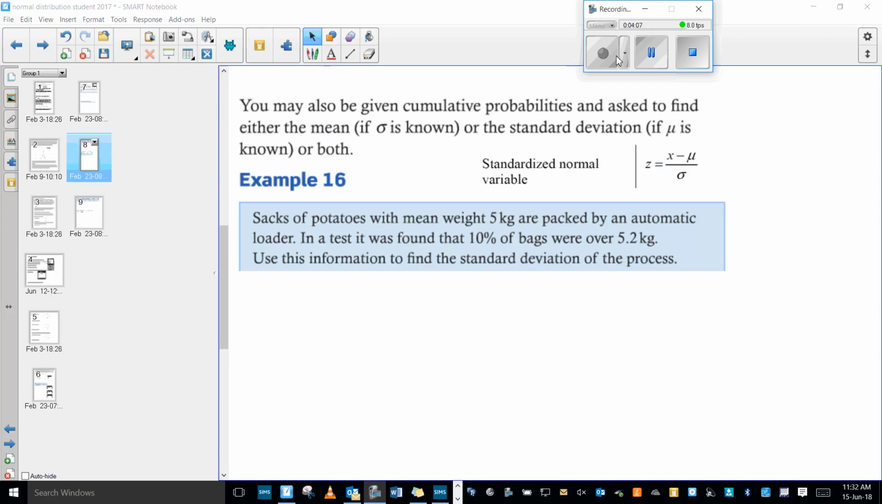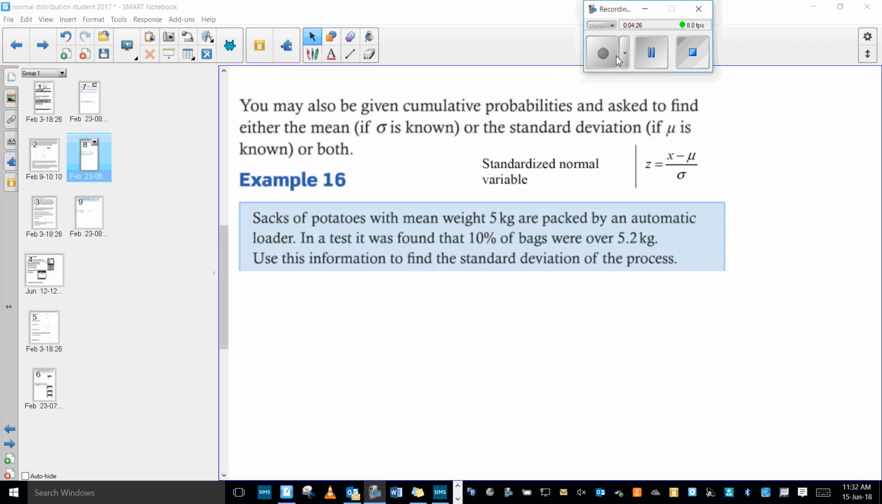Okay, now this is where it starts getting trickier. Okay, let's read the question carefully. You may also be given cumulative probabilities and asked to find either the mean, or the standard deviation, or both.